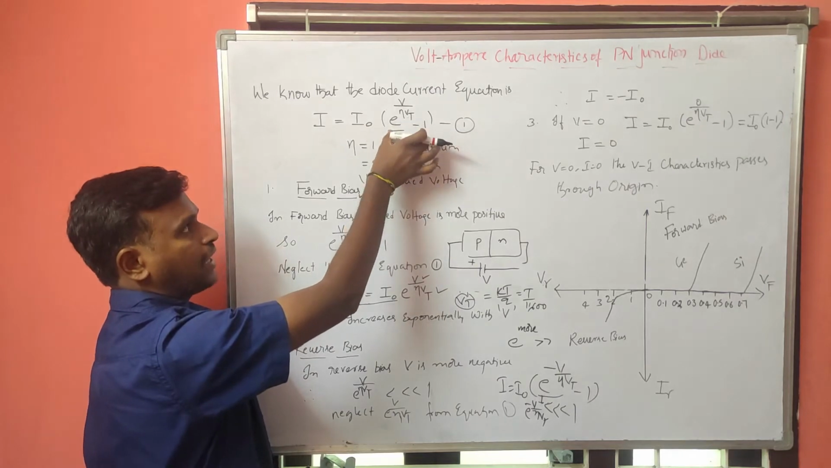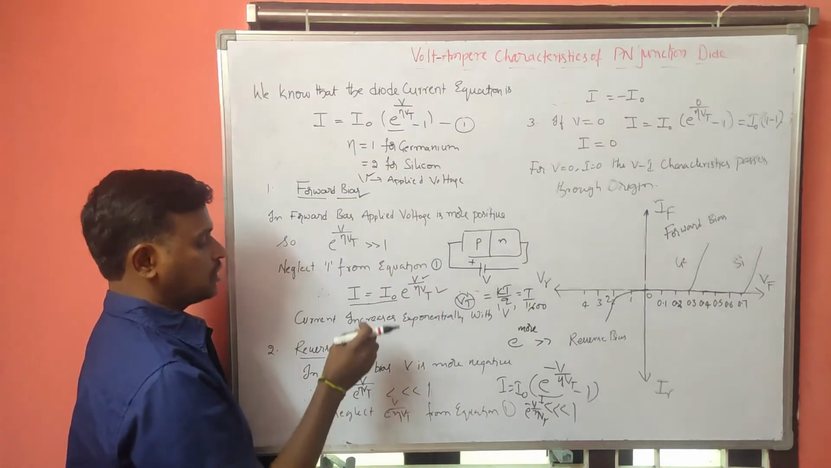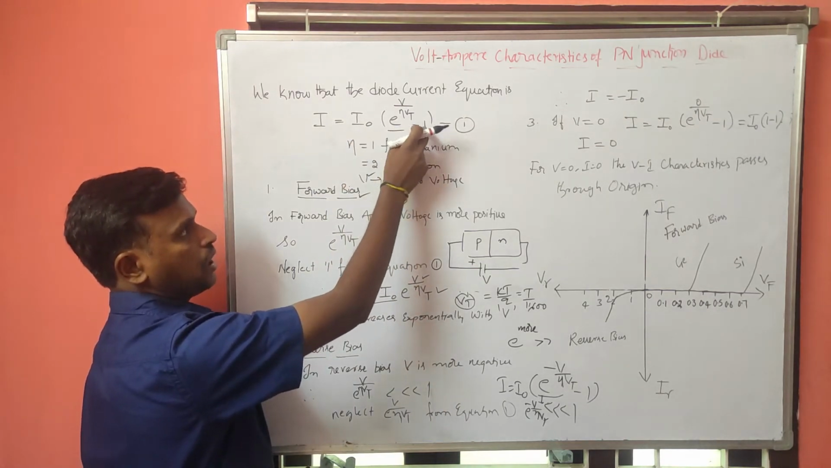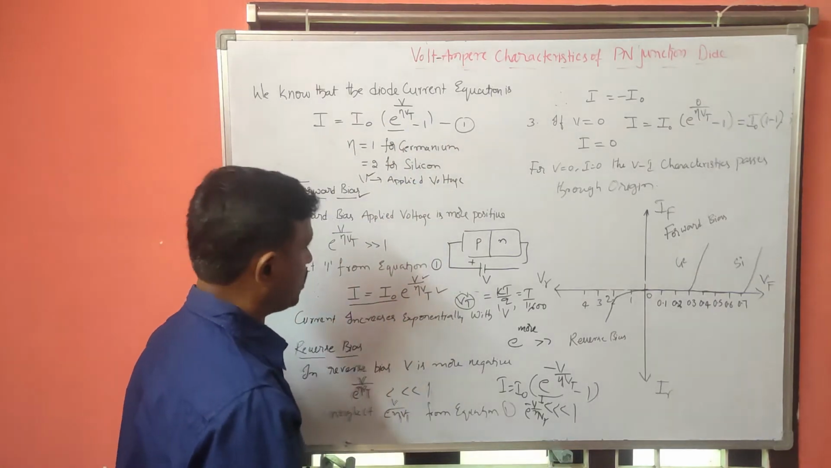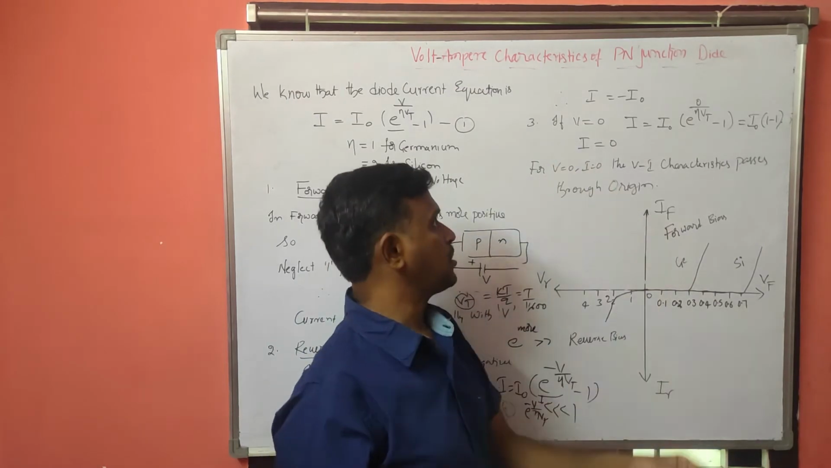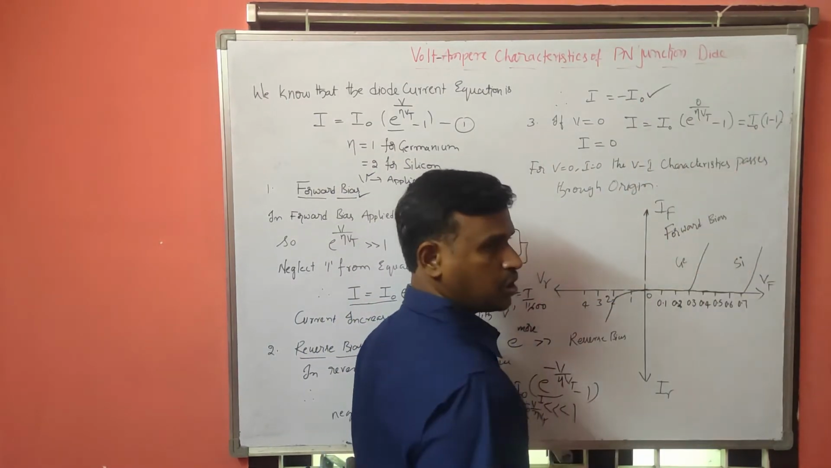Okay, if we neglect this e power V by eta Vt, the equation becomes I is equal to 0 minus I naught. So the equation, that is equation number 1 for the reverse bias condition, is I is equal to minus I naught. What is I naught here?